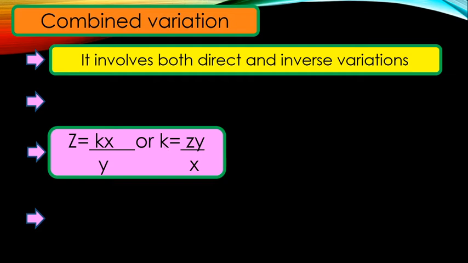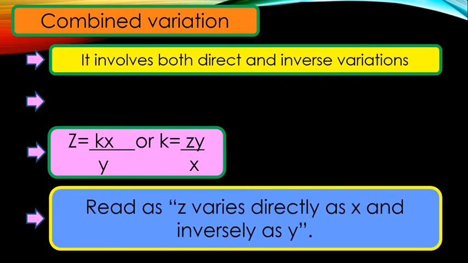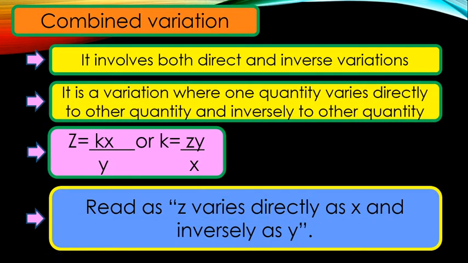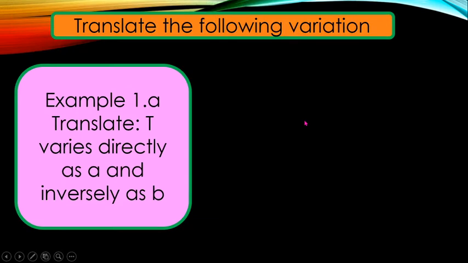By cross-multiplying the x here and the y here, we get the formula k equals z times y divided by x. It is read as z varies directly as x because this shows direct variation, and inversely as y because it divides into y. Now you have to remember that it is a variation where one quantity varies directly to another quantity and inversely to another quantity.